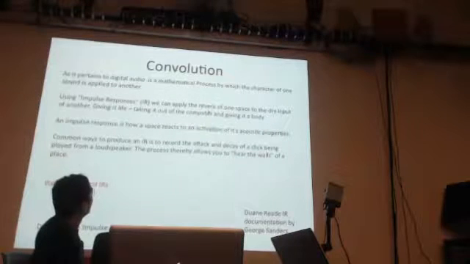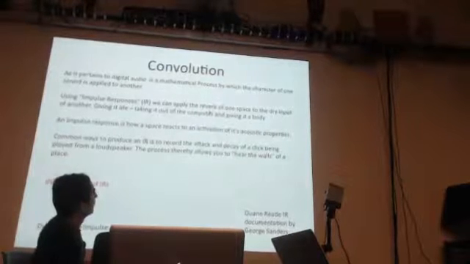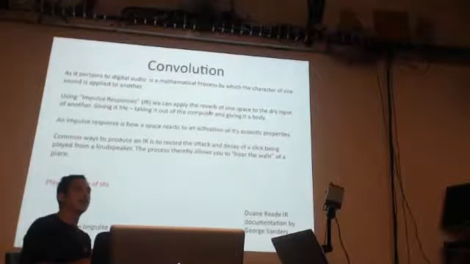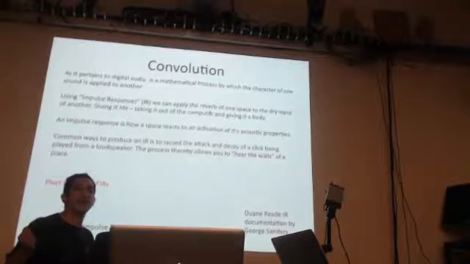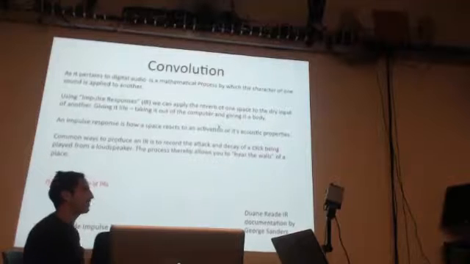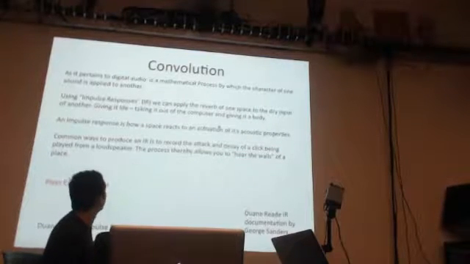A common way to produce the IR is to record the attack and decay of a click played from a loudspeaker. If you clap, the attack and decay is the particular character of the room. In a church, that clap will take forever to decay.